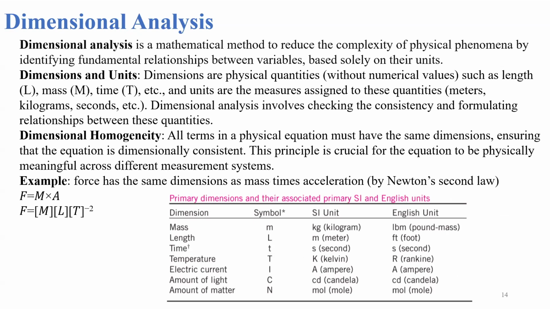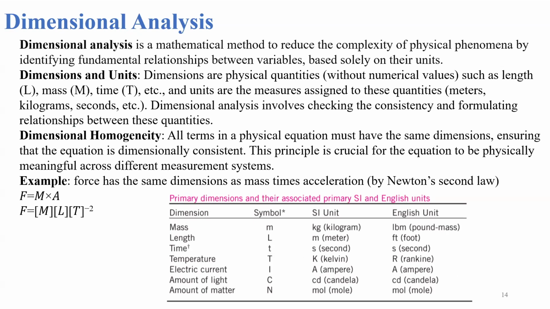So dimensional analysis is a mathematical method to reduce the complexity of physical phenomena by identifying fundamental relationships between variables solely based on their units. So when we say dimensions, it means physical quantities such as length, L, mass, m, and time, t, and so on.